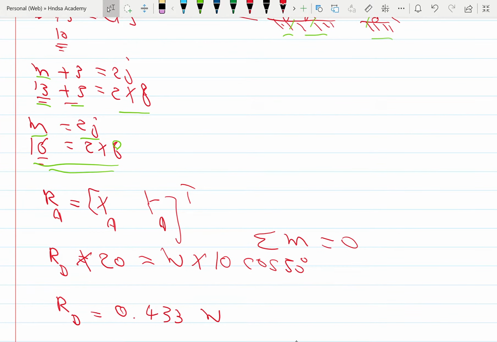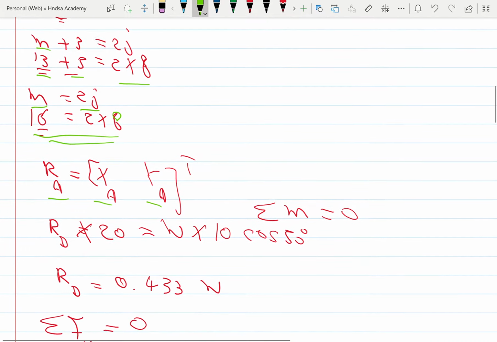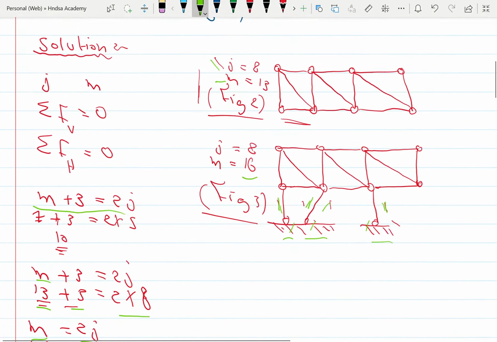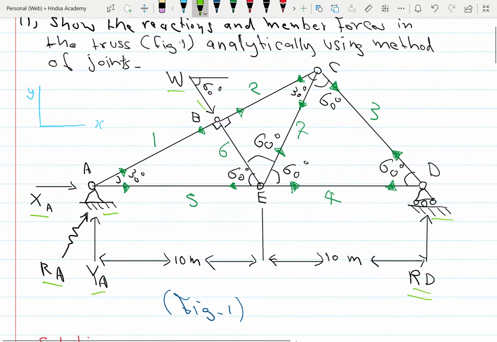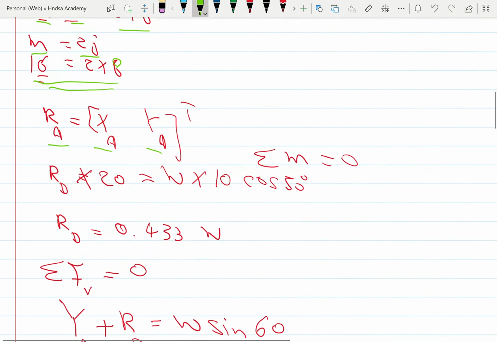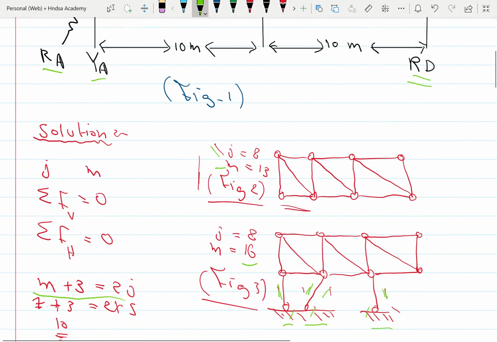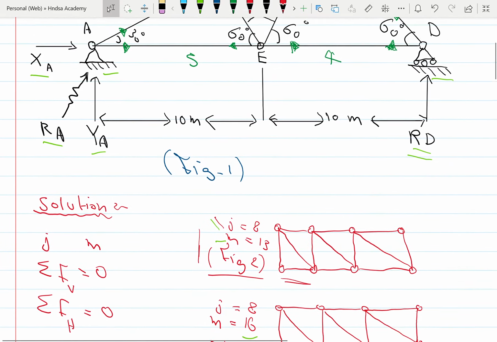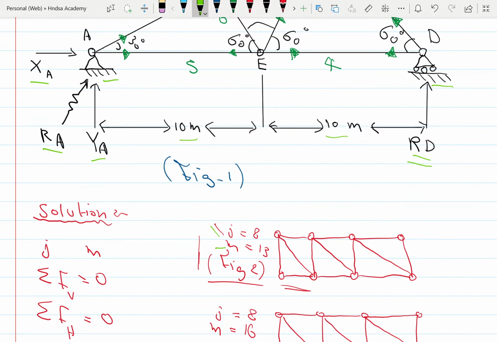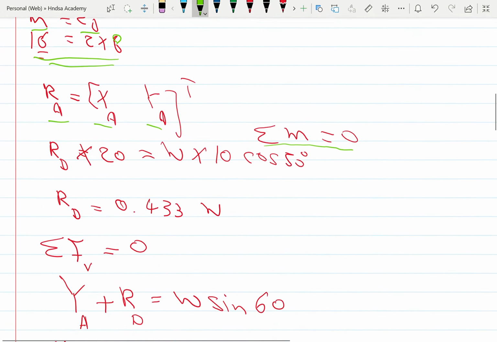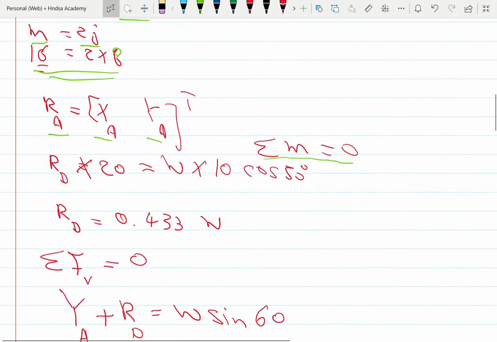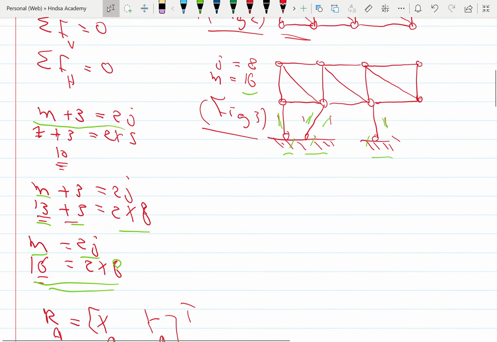We said the reaction RA has 2 components, horizontal component and vertical component, XA and YA. RD is going up here. So we are taking moments. We said the sum of moments equals 0. So RD times 20, the distance here. This is the 20, 10 plus 10. RD times 20 clockwise equals W times 10 cosine 60 here.